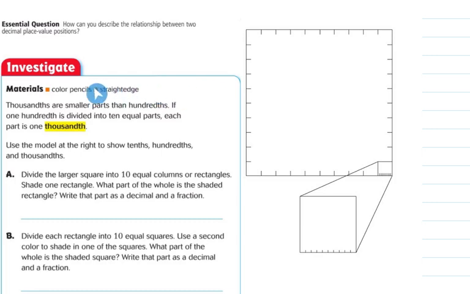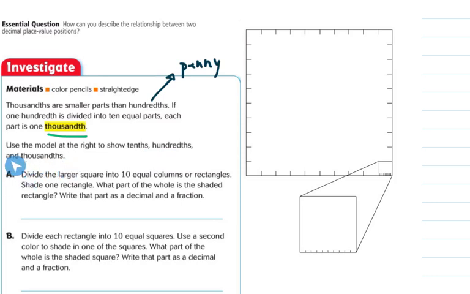So we're going to start down here, boys and girls, where it says thousandths are smaller parts than hundredths. In class, we talked about hundredths being like a penny. So if a hundredth is divided into 10 equal parts, you have a thousandth. Now, boys and girls, keep in mind, a thousandth is so small that it doesn't even get a coin. So what we're going to do is use the model at the right to show tenths, hundredths, and thousandths.